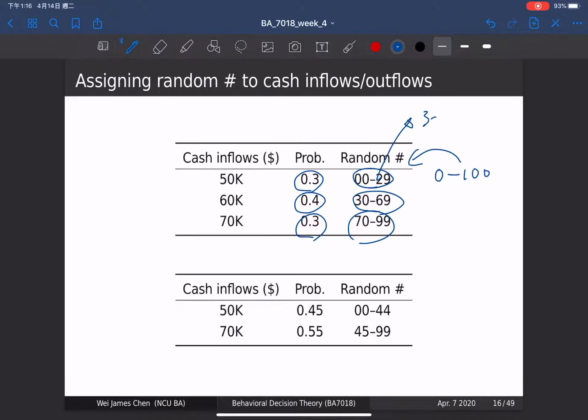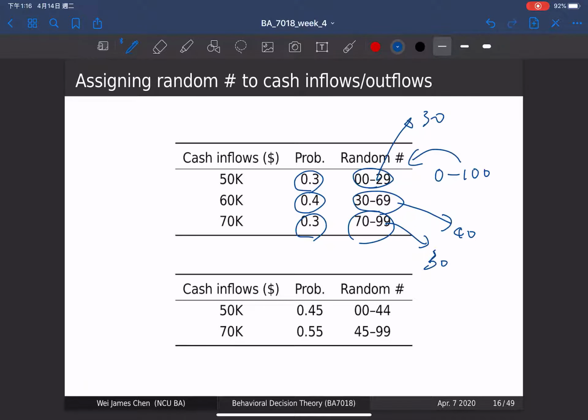30, right? And here you have 40 numbers. And here you have 30 numbers, right? So if I randomly draw a number between 0 and 100, I will have a 30% chance of getting 50K, a 30% chance of getting 70K, and a 40% chance of getting 60K. Is that understandable? Okay, so notice that you don't need to actually do exactly this.